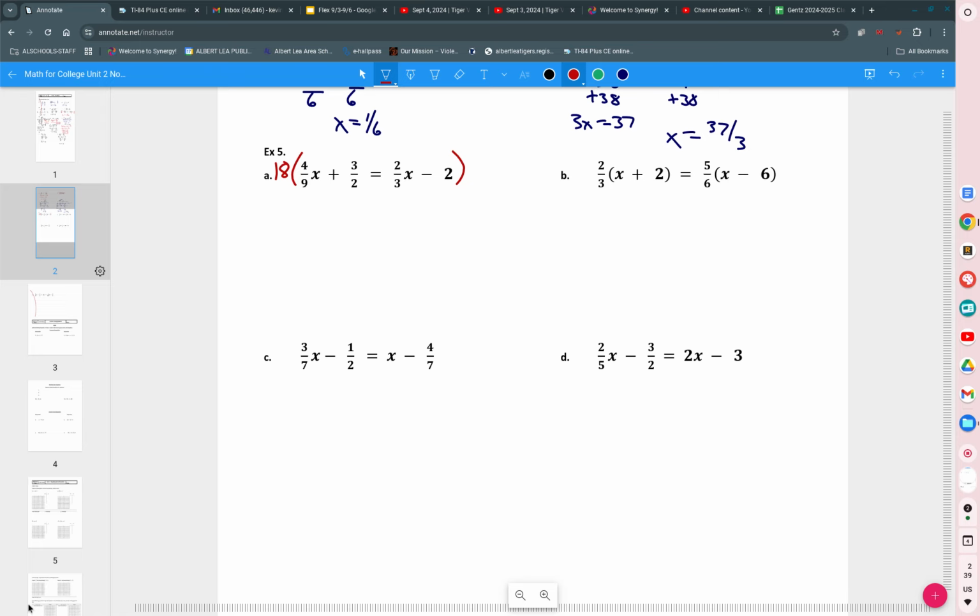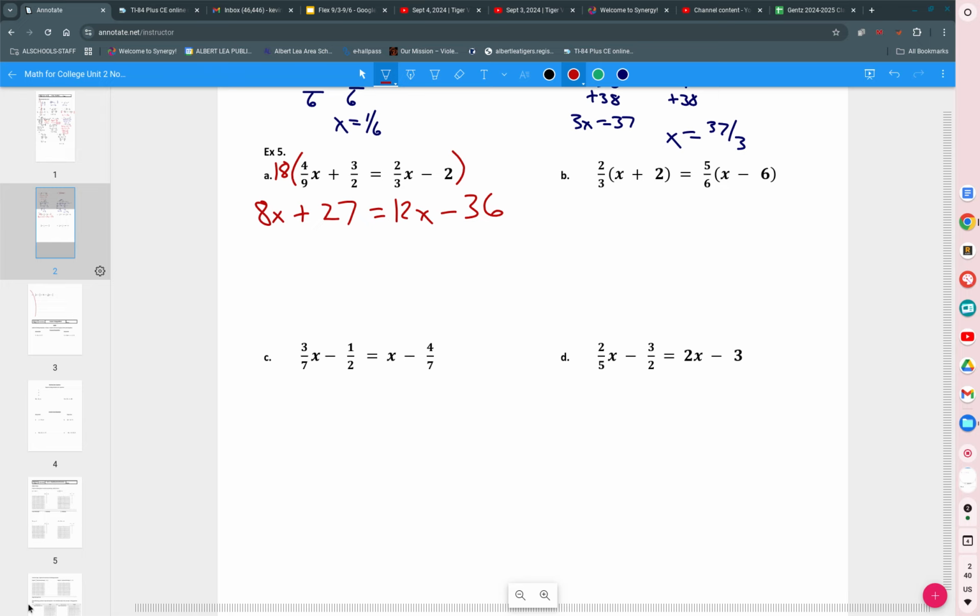What is 18 divided by 9? 2 times 4 is 8, so I get 8x. Then we move on. 18 divided by 2 is 9. 9 times 3 is 27. 18 divided by 3 is 6, times 2 is 12. 18 times 2 is 36. See how they're all gone?